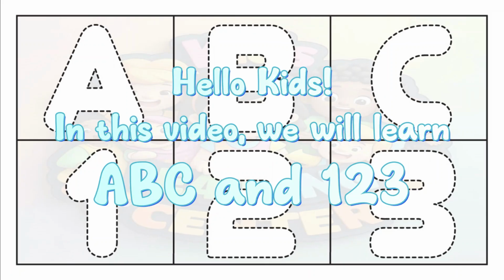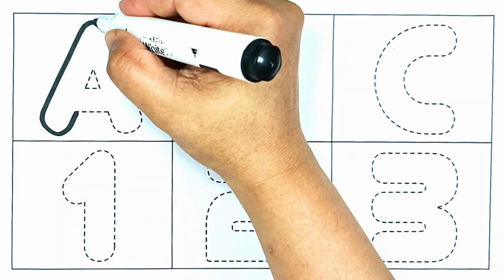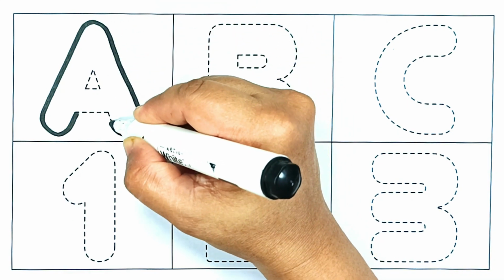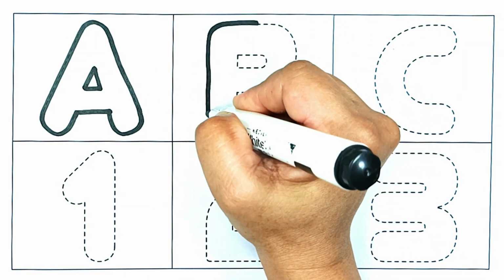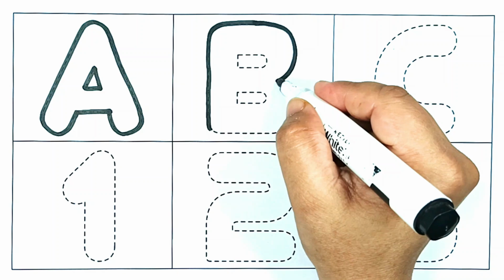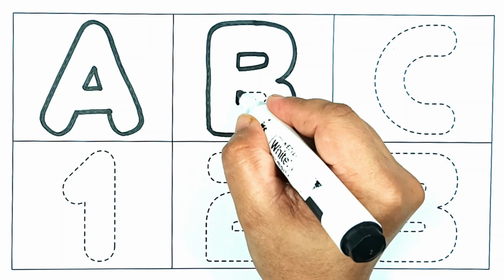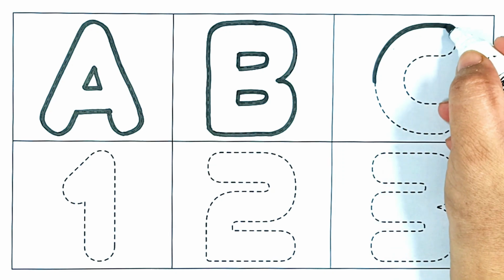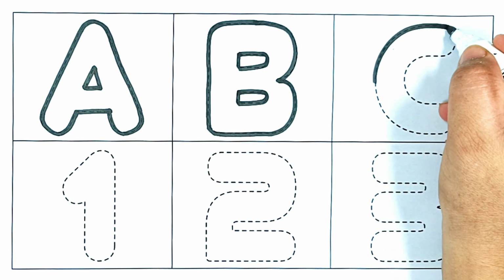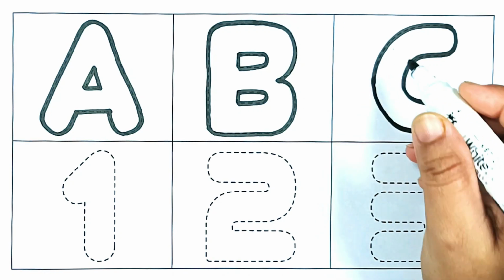Hello kids. In this video, we will learn ABC and 1, 2, 3. A. A. B. B. C. C.